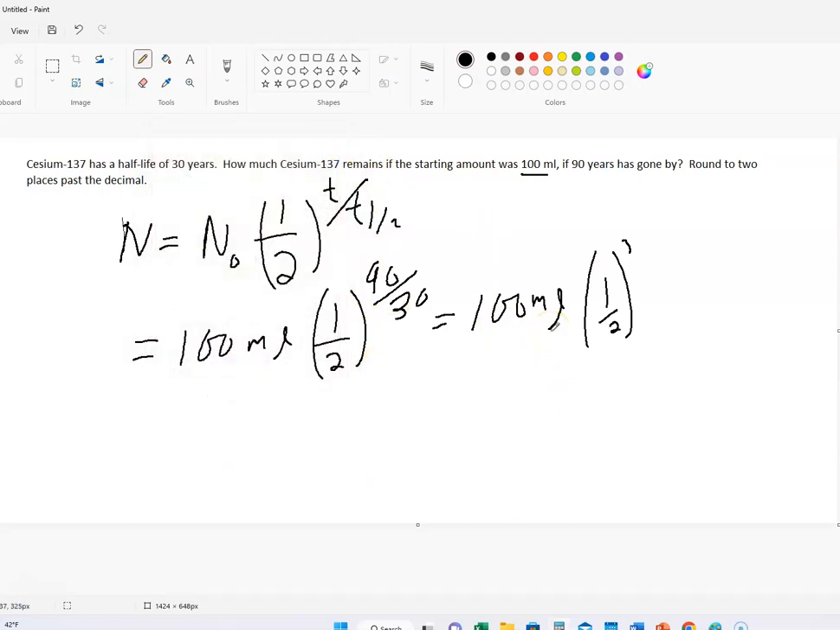So this is 12.50 milliliters. And remember, in Blackboard, when you do this, if you're asked for a numerical answer, you just put the number. All right, let's do our next problem.